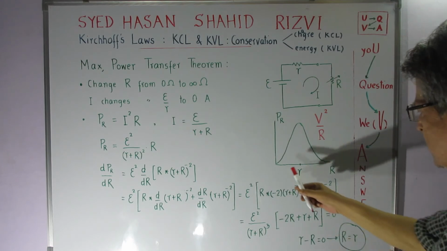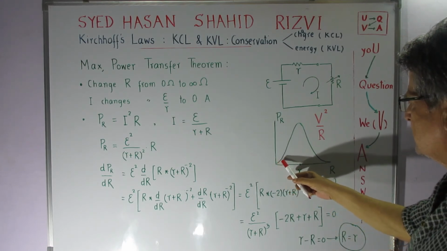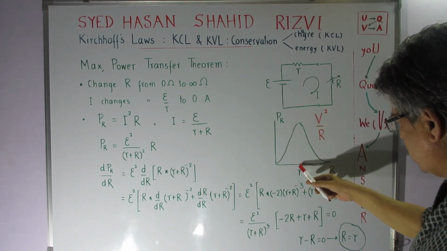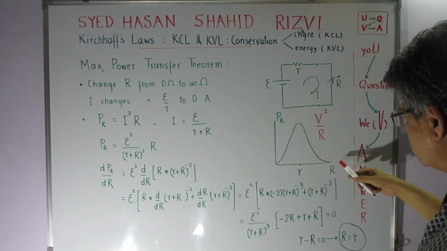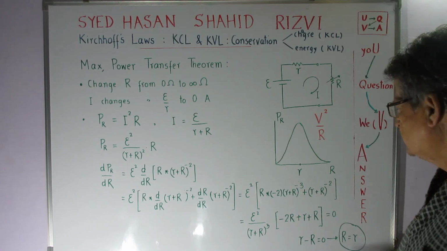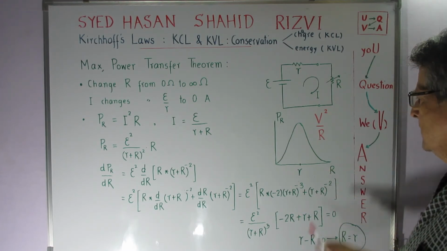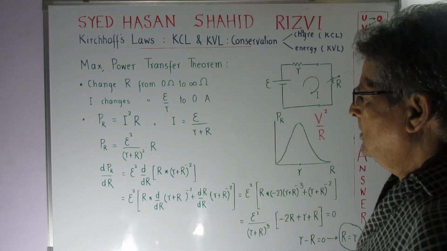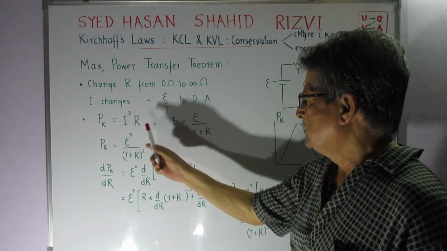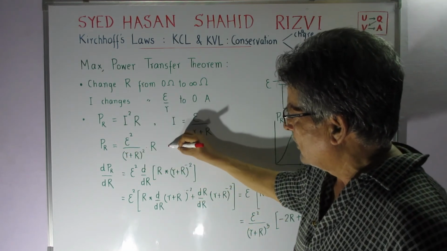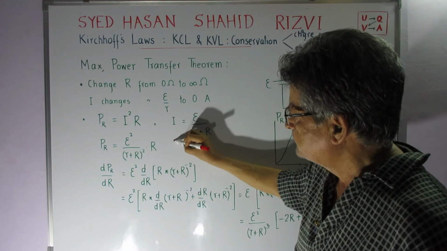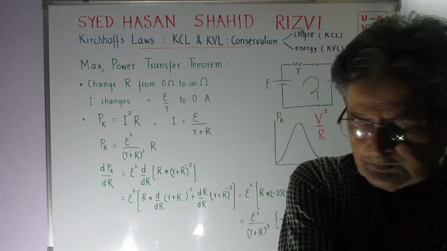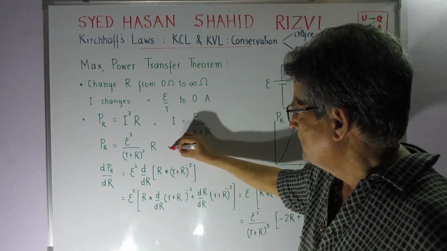So as the value of R is increased, what we find is that the power keeps on increasing until a maximum, then again the power drops to 0 as R is taken to infinity. I am just indicating things to you. So power P is like this, and we obtain this formula.